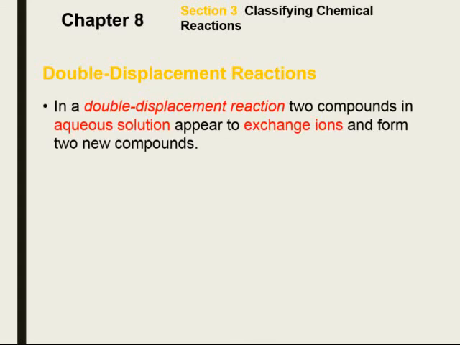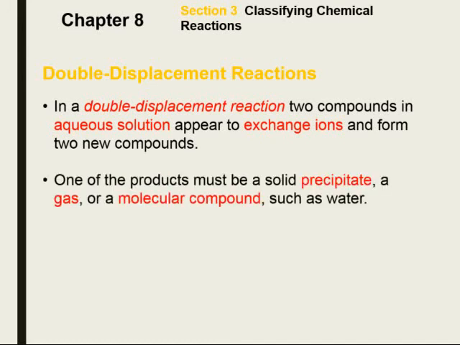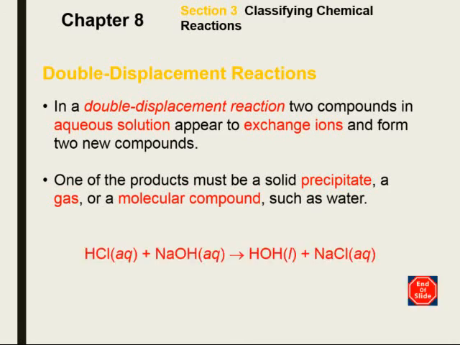Double displacement reaction. In a double displacement reaction, two compounds in aqueous solution appear to exchange ions and form two new compounds. One of the products will be a solid precipitate, a gas, or a molecular compound such as water. Here's an example of a double displacement. Also, notice that all the compounds involved are at least binary, because in order for there to be double displacement, there has to be two separate displacements. And unless there are two species that can be doing the replacing on both sides of the reaction arrow, it won't be a double displacement.